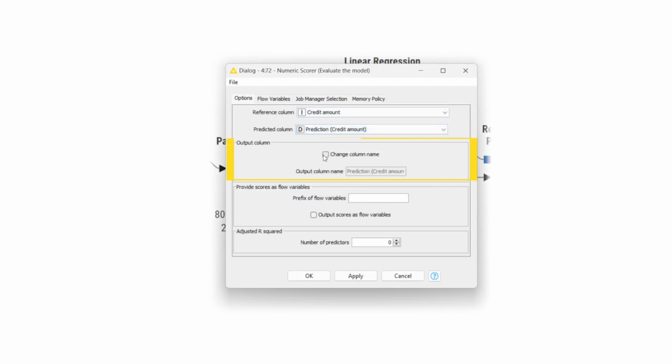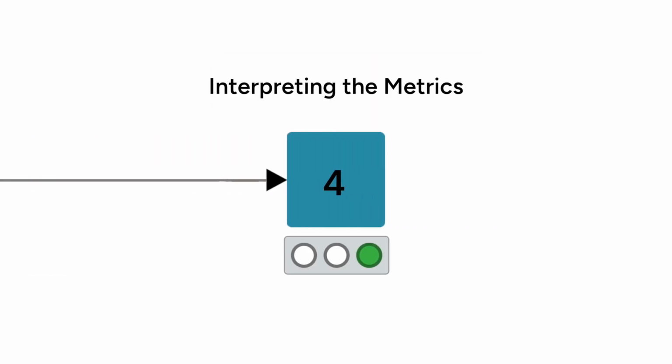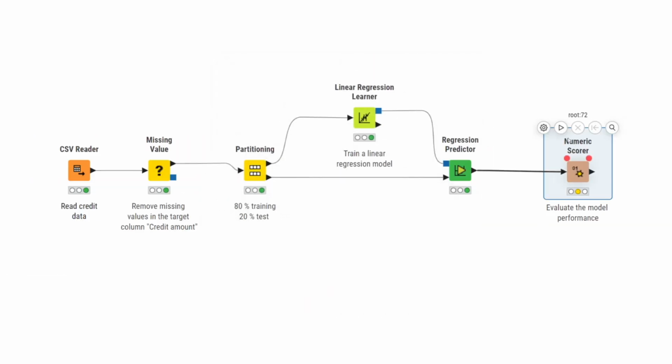In the output column section, you can change the name of the column that includes the evaluation metrics in the output table. If you enable the option at the bottom, the evaluation metrics will be provided as flow variables in the output of the node. You can also add a prefix to the flow variables' names. Click OK and execute the node.